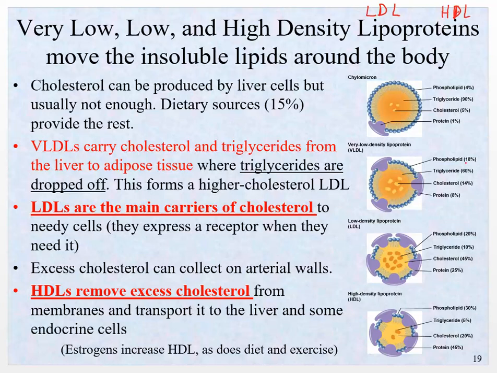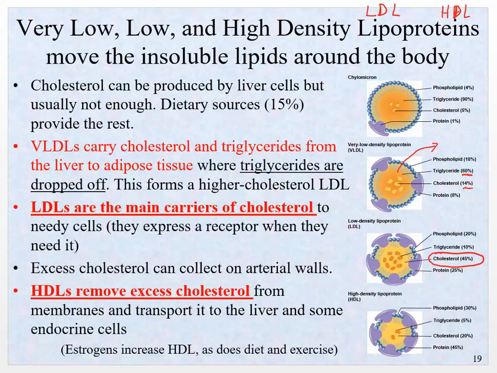If you get a CBC, or a complete blood count, and they look at your triglyceride levels, this is mainly what they're looking at. They're looking at very low density lipoproteins. These triglycerides can be dropped off at adipose tissue, at fat cells. What that does is it tends to leave a lot of cholesterol behind, and now you end up with low density lipoproteins. They're low density because now you have more proteins but less fat, which makes them a little less dense, but I'm sorry, a little more dense.